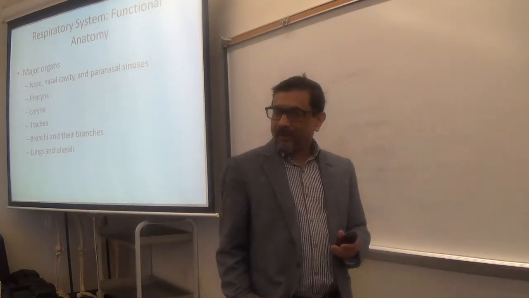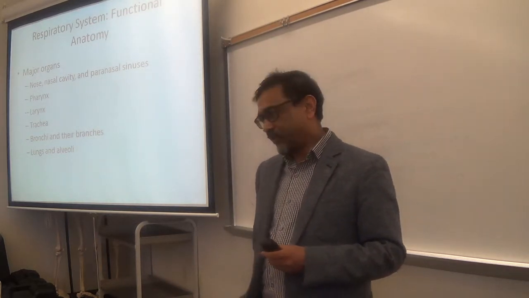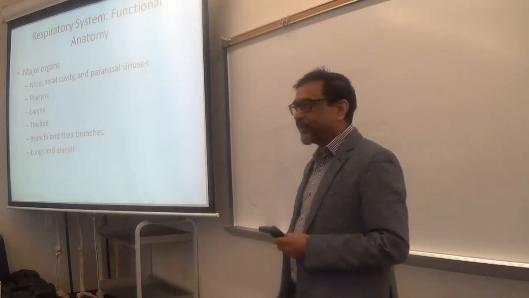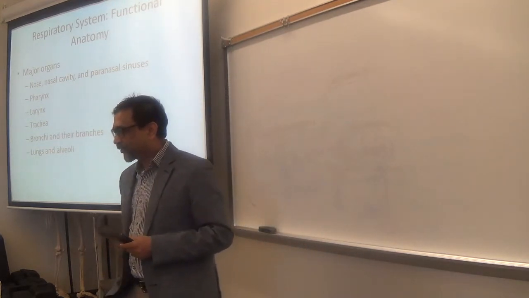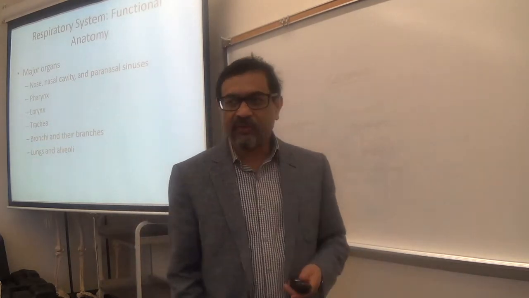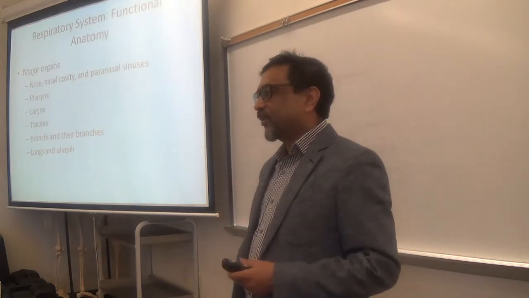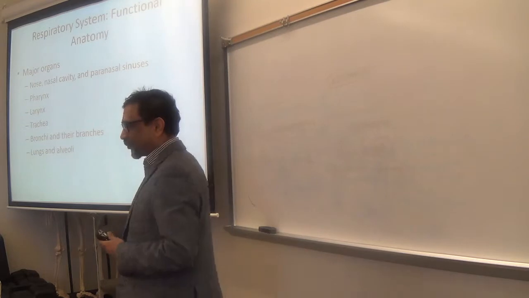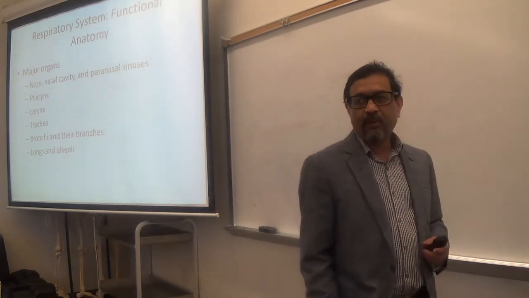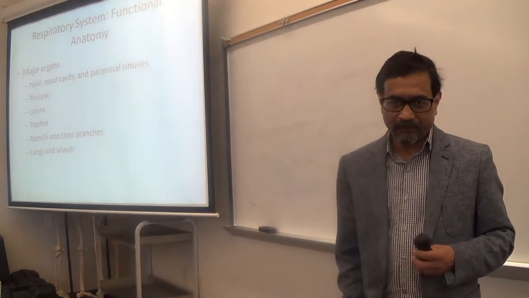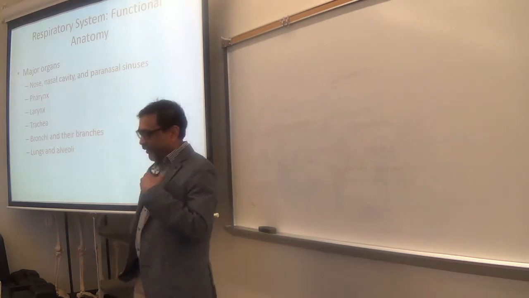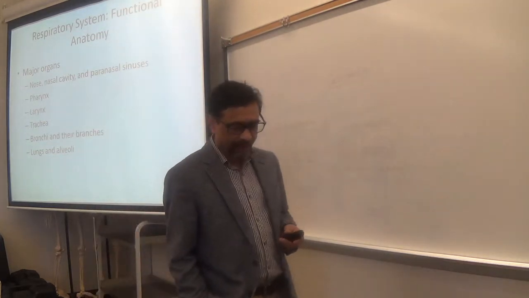Larynx is also known as the voice box. Why? Because inside the larynx you have vocal cords. Have you heard of vocal cords? They produce sound. So vocal cords are located inside the larynx, right? That's why this is a sound box. Trachea is also known as windpipe. Air passes through the trachea and goes to the lung.